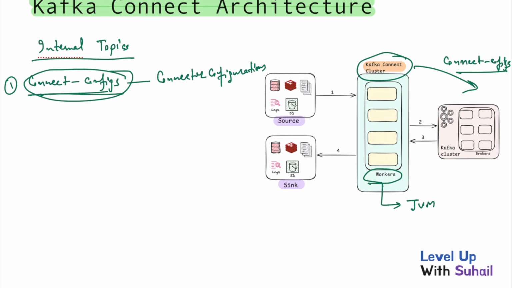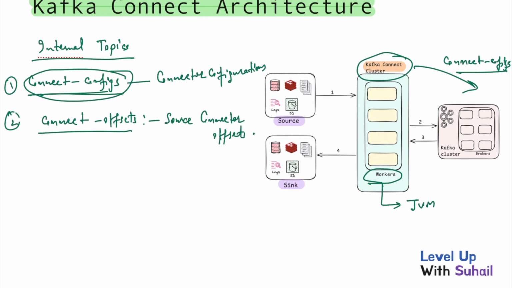Now the second topic it creates is connect offsets. It stores source connector offsets, and it is used only and only by the source connector. A sink connector never uses this connect offsets topic. What it stores is, for example, the last row read from MySQL or the last file position read. So basically this ensures no data loss and also recovery after a crash. That is why this topic is being used.